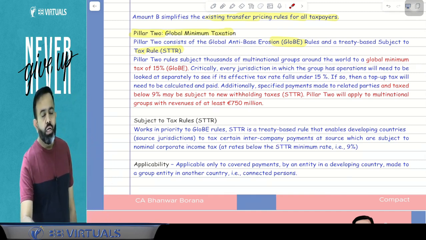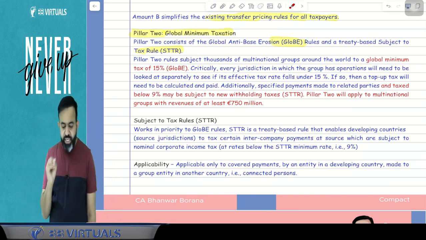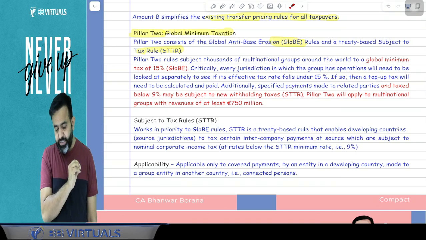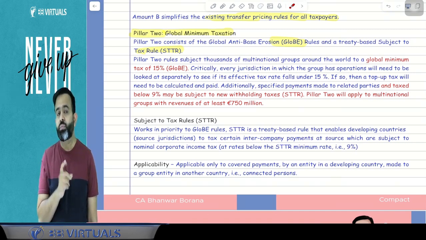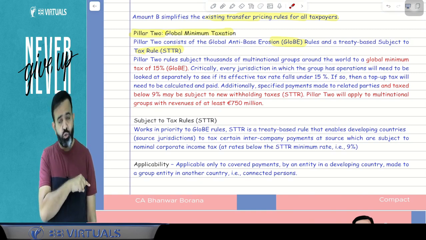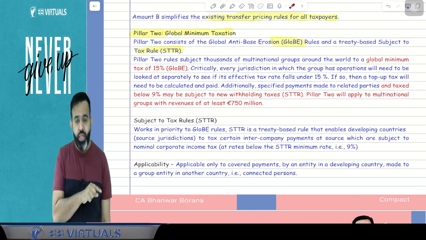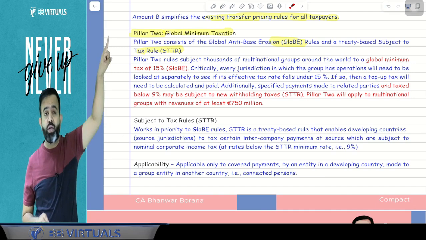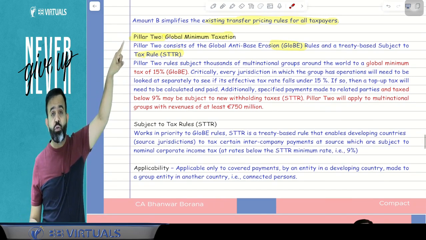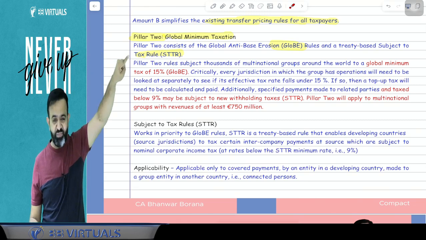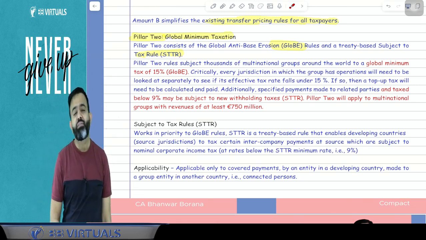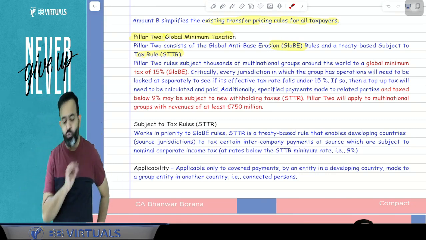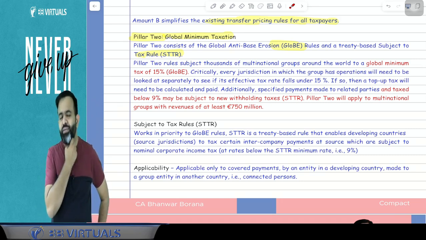Try to understand. The GloBE rule says that whenever any multinational group's revenue is at least 750 million euros. Here is rule number 2: pillar 2 is applicable only to a multinational group when their revenue is 750 million euros. And guys, pillar 1 was applicable when their turnover was more than 20 billion euros. But here pillar 2 is applicable when their group revenue is 750 million euros. Now guys, there are 2 types of rules: one is the GloBE rule and one is the STTR.